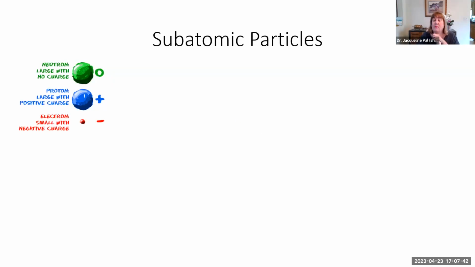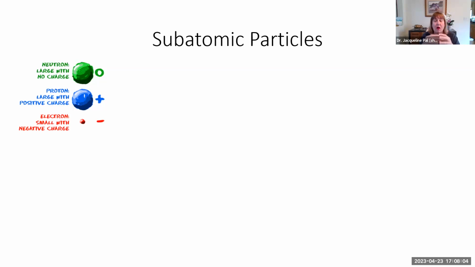Okay, so welcome back. And I really do hope you stopped and did that. Let's move on to those subatomic particles we mentioned earlier. So to refresh your memory, there is a neutron, which has no charge. It's fairly big, so it has a pretty significant mass. The proton, which is also big with a significant mass, but it is positively charged.